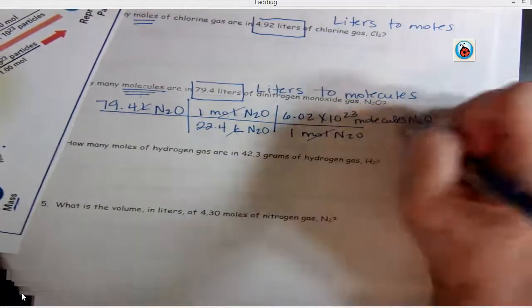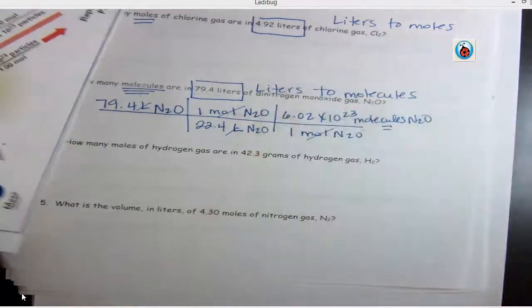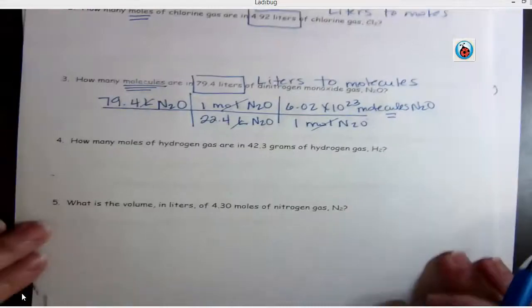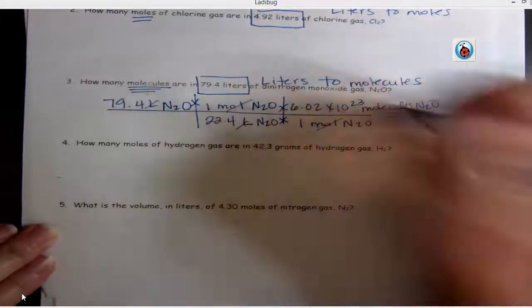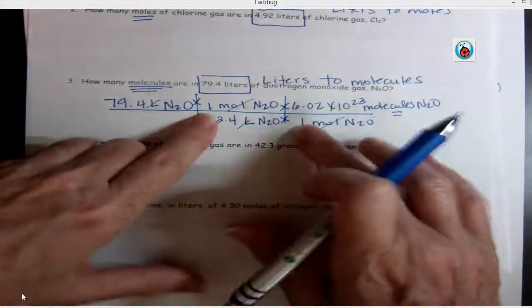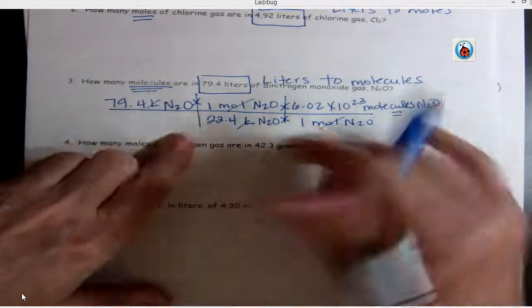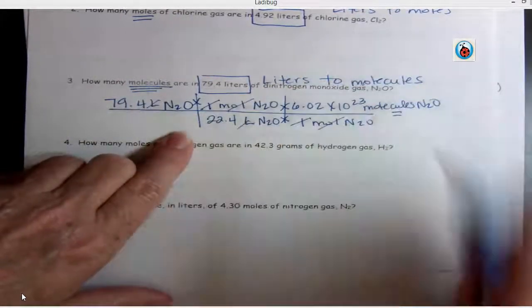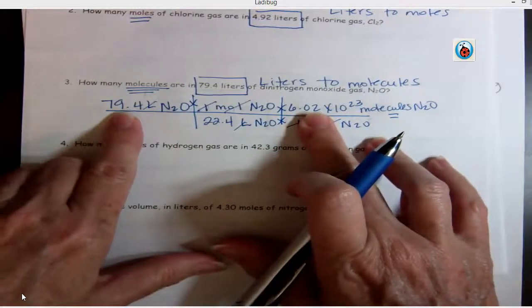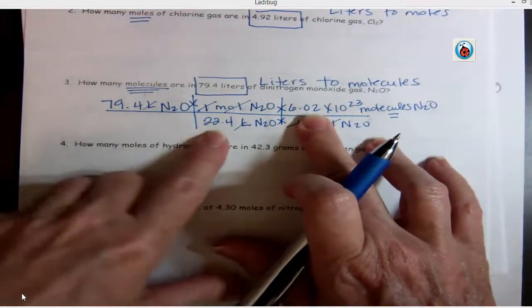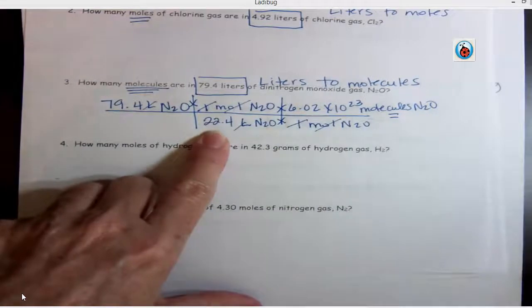Okay, how do I calculate that? It's the same process you've been doing. So what are we going to do? We're going to multiply everything on the top, multiply everything on the bottom, and divide. But notice what cancels out. The 1's cancel out. So really all I need to do is multiply 79.4 times Avogadro's and divide by the bottom, which is 22.4.